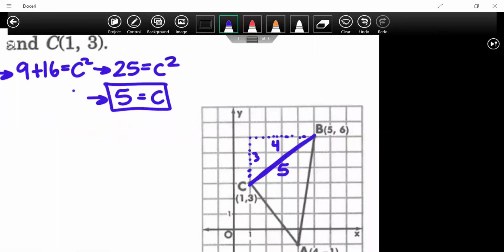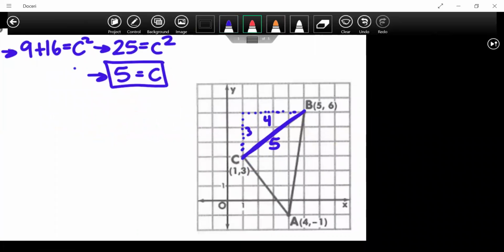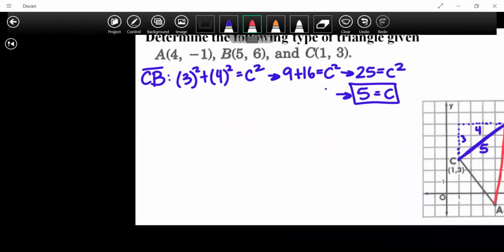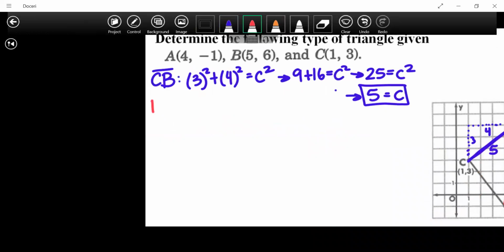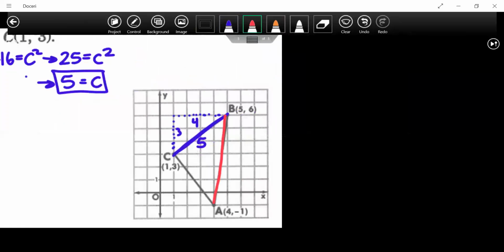I'm going to do BA now. So let's do BA. I'm going to mark that in red for myself. So I'm going to go BA for the next one, and we're going to do the same thing. We're going to use a distance to find this out. So I'm going to go over 1, and it looks like we're going to go 1, 2, 3, 4, 5, 6, 7. Yes, you're right.